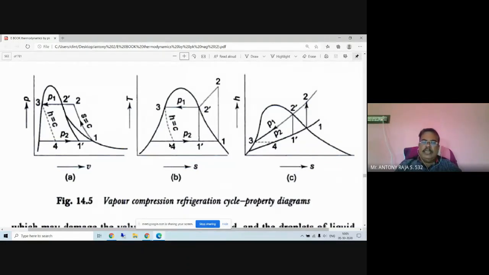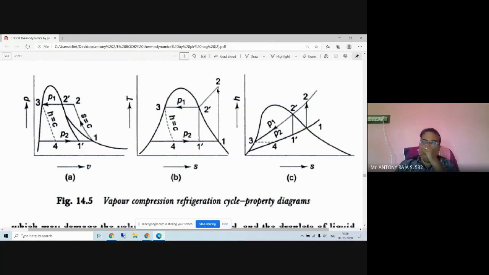So when a point lies in between these two curves, liquid and vapor, then it is called a wet vapor. That means it contains liquid plus vapor. Point number 4 is wet vapor. Point number 1 dash is also liquid plus vapor. But point number 4 is very close to the liquid line, so it contains more liquid. Point number 1 dash is close to the vapor line. Therefore, at point number 1 dash, more vapor is there. But it is wet vapor, which is nothing but liquid plus vapor.